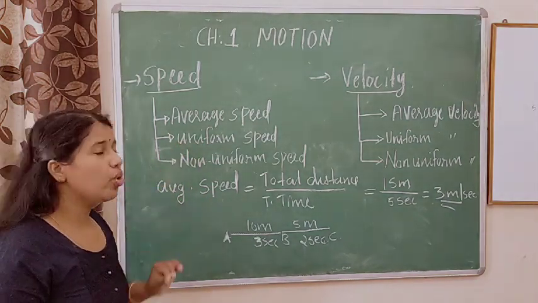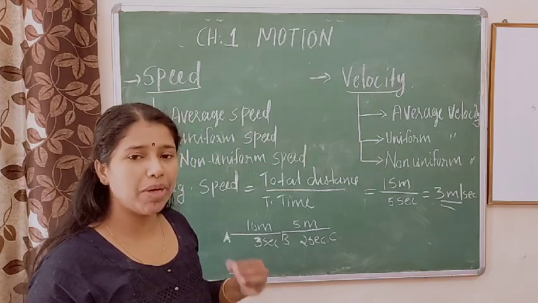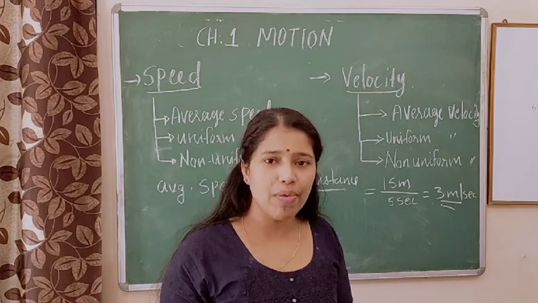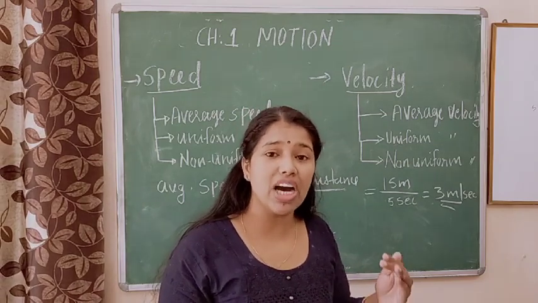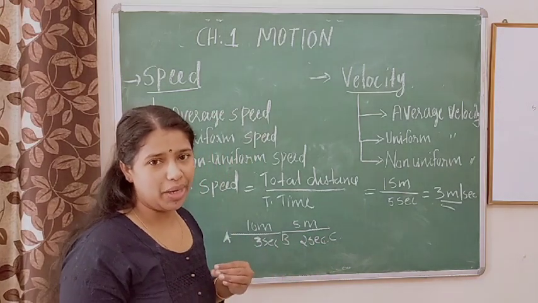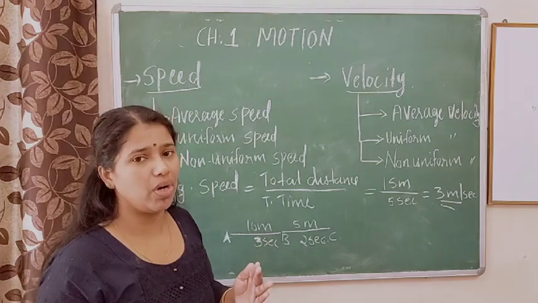Next one is uniform speed. Uniform speed means a body is said to be in uniform speed if it covers equal distance in equal intervals of time.